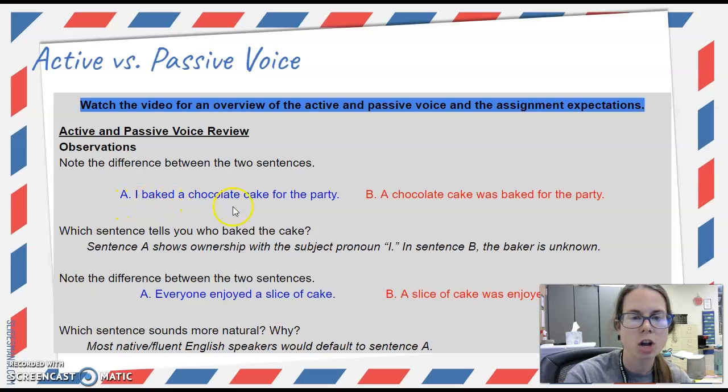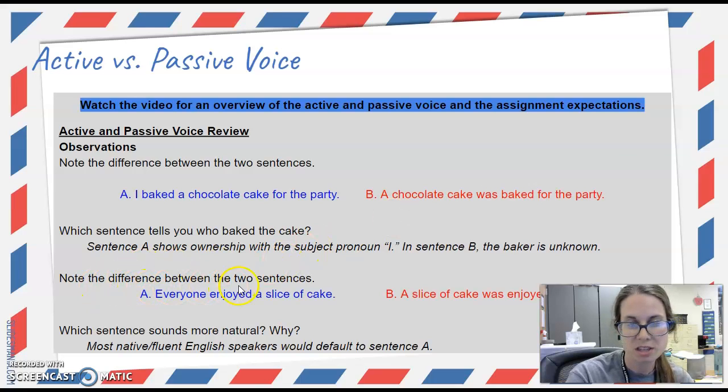A. I baked a chocolate cake for the party. B. A chocolate cake was baked for the party. Which sentence tells you who baked the cake? It's sentence A, because you know I baked the cake since I have the subject pronoun I. In sentence B, you don't have a subject pronoun. I mean, you have cake, but a cake can't bake itself, so it says was baked. But by whom? We don't know. That makes it passive voice.